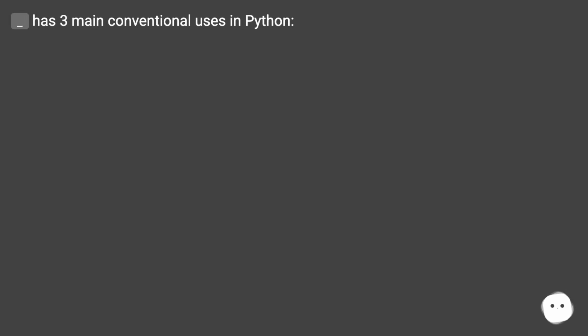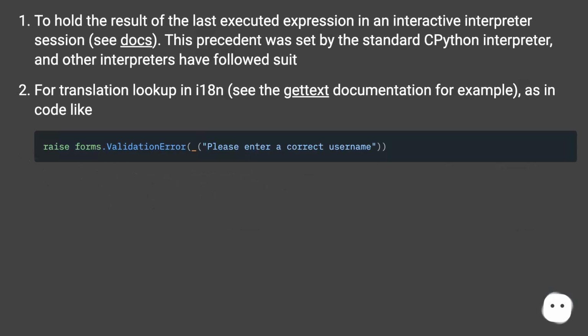Underscore has three main conventional uses in Python. To hold the result of the last executed expression in an interactive interpreter session, see docs. This precedent was set by the standard Python interpreter, and other interpreters have followed suit. For translation lookup in i18n, see the gettext documentation, for example, as in code like.